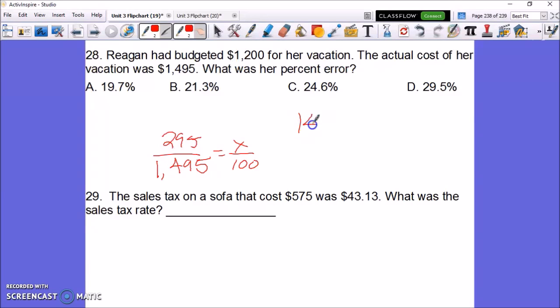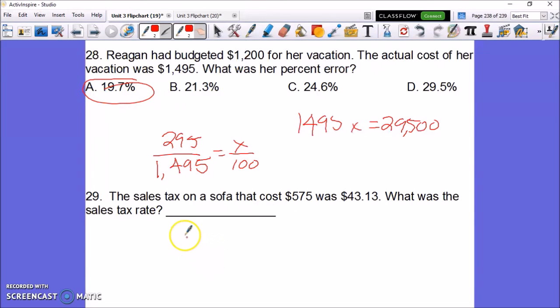We cross multiply, that's 1,495x is equal to 29,500. So then you're going to divide each side by 1,495. So 29,500 divided by 1,495 is going to give you 19.73. So we're going to round to the nearest tenth, and it's going to be A.